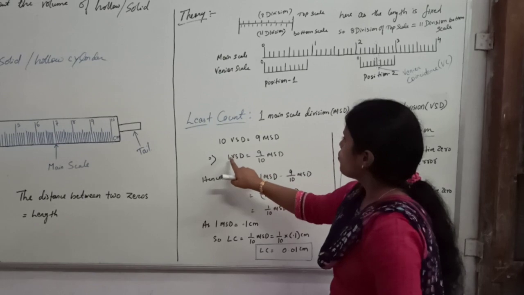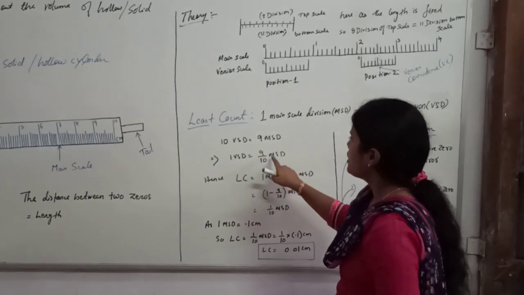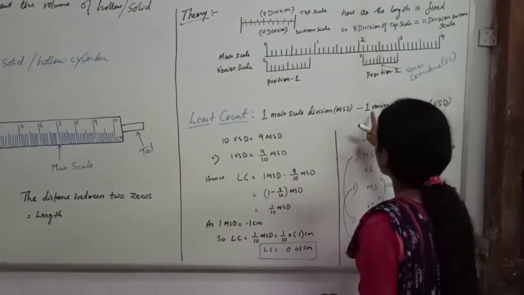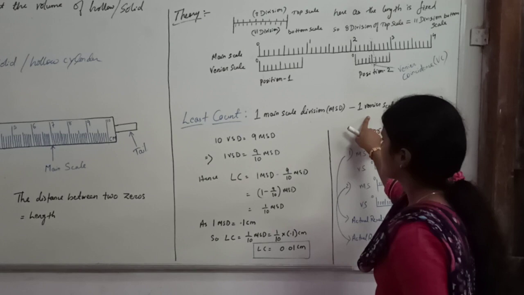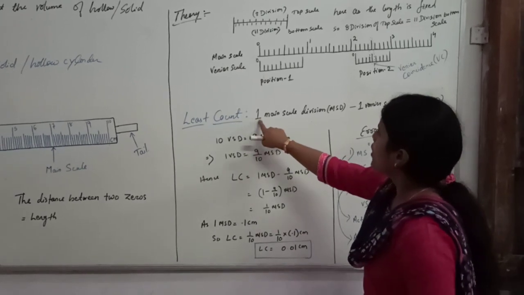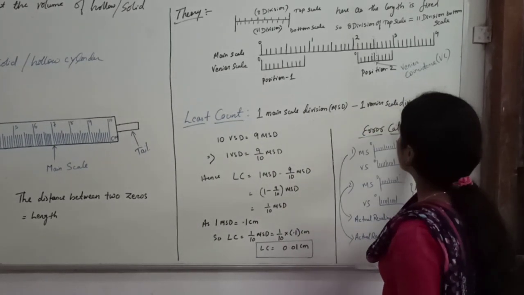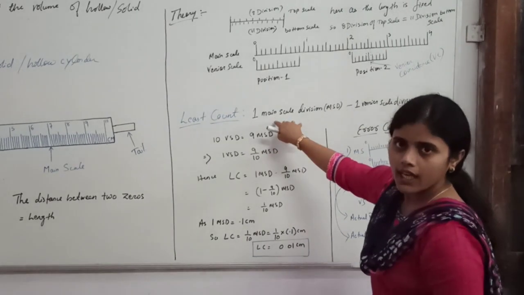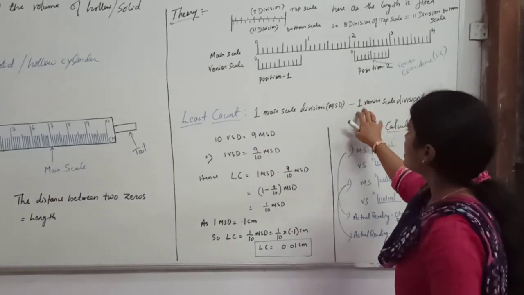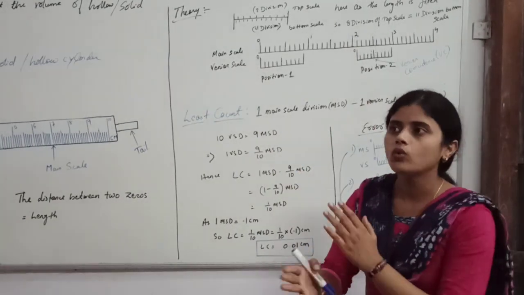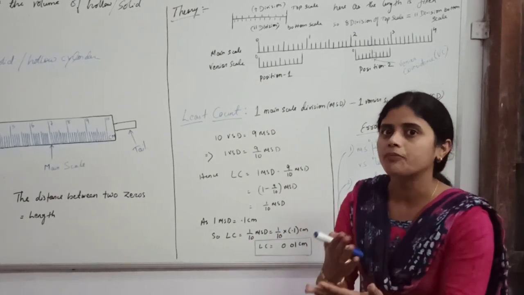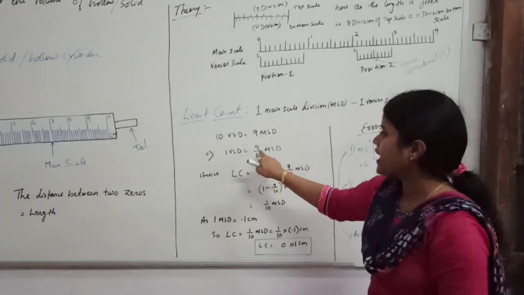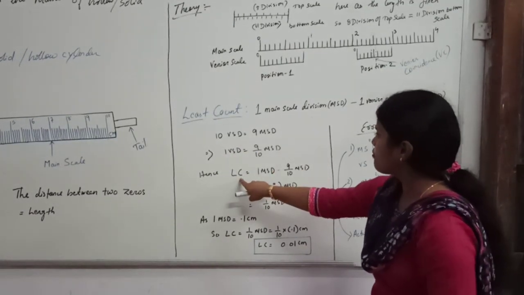So then 1 VSD is equal to 9 by 10 MSD. So after getting this value, I will put this value here, because here it is 1 main scale division and it is 1 vernier scale division. This is the formula, but this is in one scale, this is in another scale. So definitely I have to convert any one of them into a similar parameter, otherwise I cannot subtract the value, right? So that's why I got the relation here. 1 VSD is equal to 9 by 10 MSD. Then I will rewrite the formula.